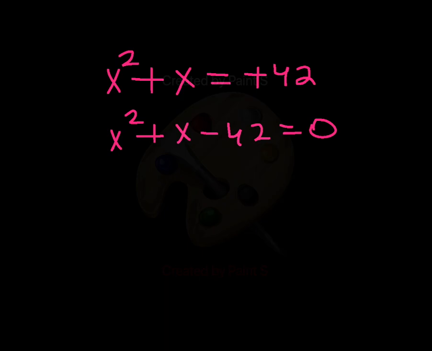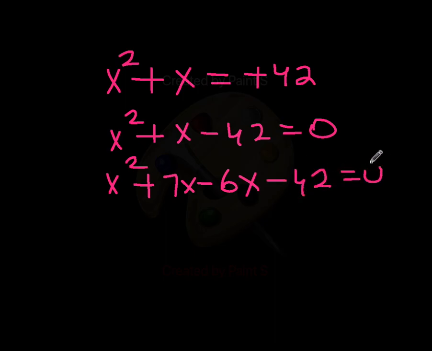Is this a quadratic equation? It sure is, because the variable x is raised to the maximum power of 2. So the degree of this equation is 2, which makes it a quadratic equation. Now we know that 42 can be split up as 7 and 6. Those are two factors. So we can rewrite this quadratic equation as x squared plus 7x minus 6x minus 42 equal to 0.